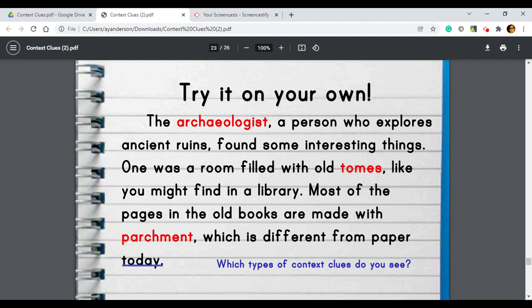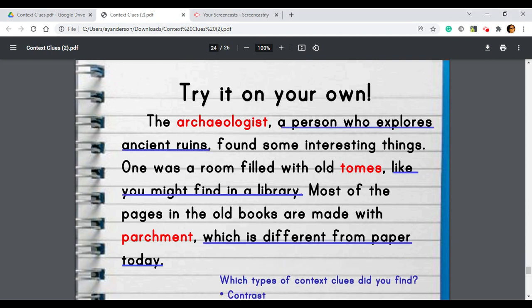Try it on your own. The archaeologist, a person who explores ancient ruins, found some interesting things. One was a room filled with old tombs, like you might find in a library. Most of the pages in the old books are made with parchment, which is different from paper today. What context clues do you see? Look at the underlined words.